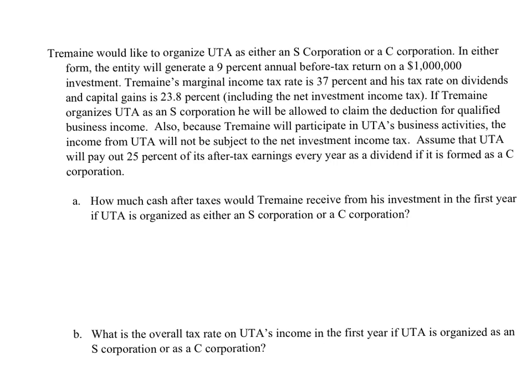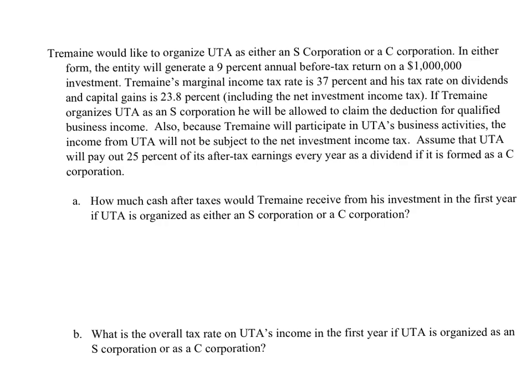Okay, so we've got this situation where Tremaine is going to start a business, and he's going to organize either as an S corporation or a C corporation, and it figures he will be able to generate a 9% annual before-tax return on a $1 million investment. Okay, his marginal income tax rate is 37%. And his tax rate on dividends and capital gains is 23.8%. So he's in the highest tax bracket, and we're accepting that his marginal tax rates at the individual level are at the highest levels. Okay.